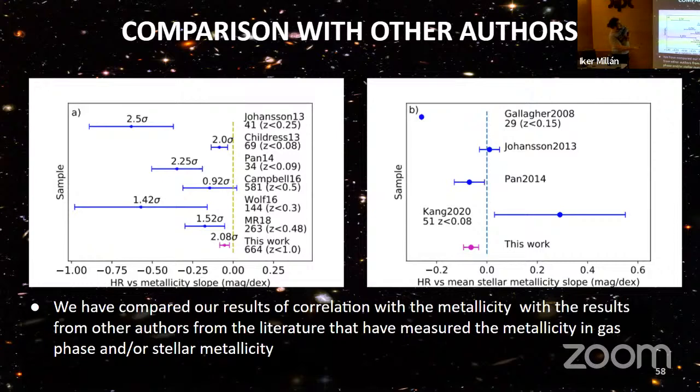So here on the right part you see the papers that have also computed the mean stellar metallicity. We find similar values to Pan 2014, but with smaller error bars because of the bigger statistics that we have. So we see similar results, but in a much higher redshift range, because Pan has a very local sample, up to 0.09 of redshift.